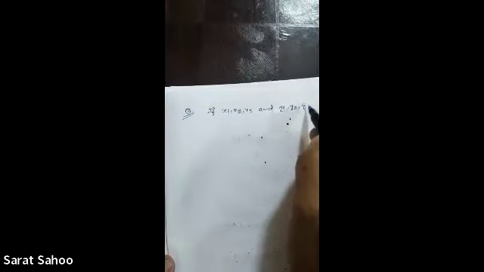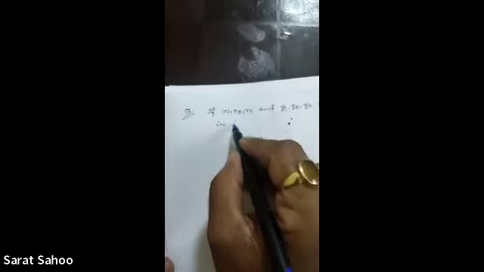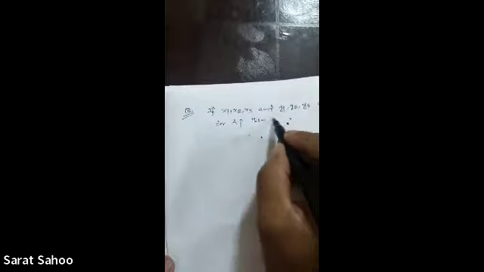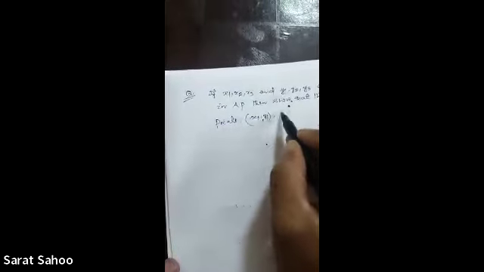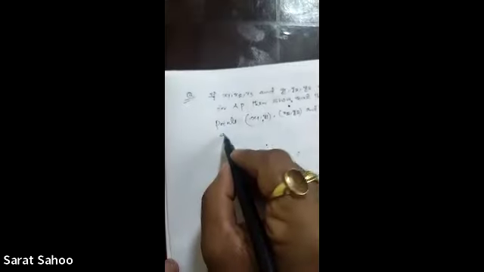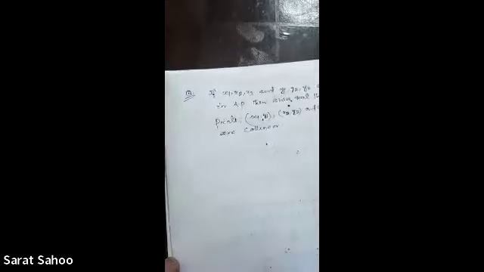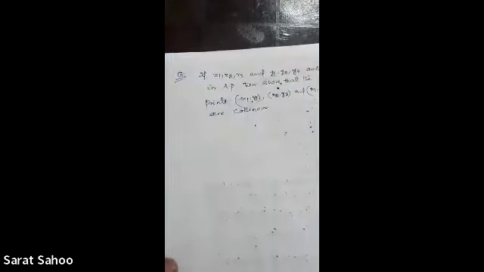Next question. If x1, x2, x3 and y1, y2, y3 are in AP, then show that the points (x1, y1), (x2, y2) and (x3, y3) are collinear.